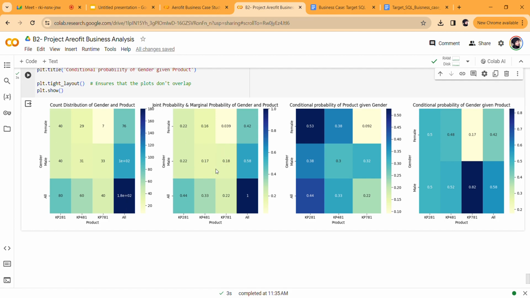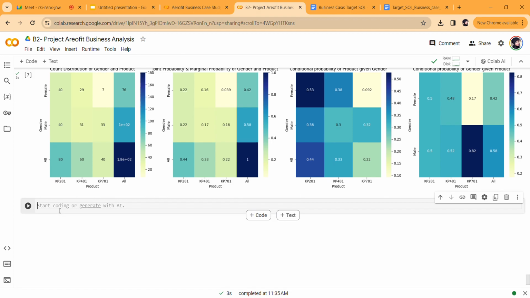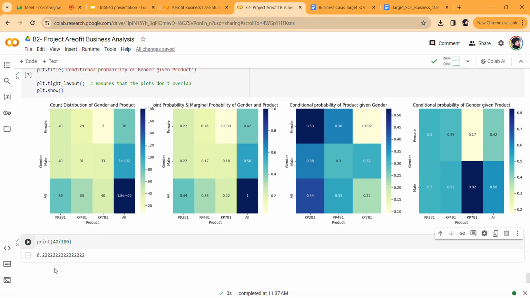Okay, so if you divide 40 by 180, let's see this in code. Print 40 divided by 180. I'll show you a few divisions so you can understand. You can see 0.222. The same thing is happening here: 7 is very small in comparison to 180. That's why we are getting 0.039 as a probability.